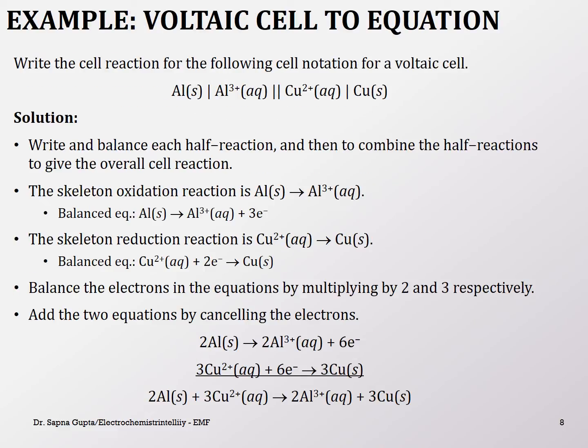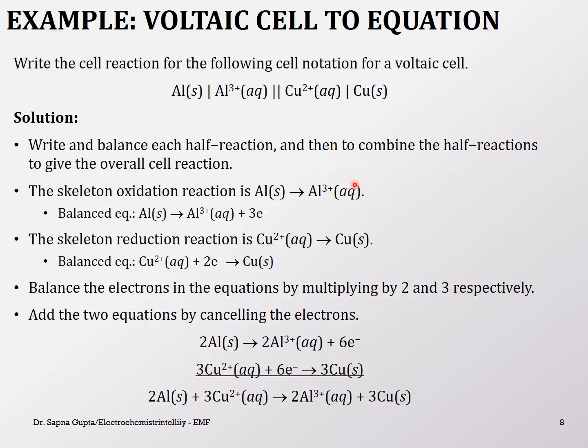Now let's work the other way. For example, if you were actually given a voltaic cell notation, then how would you write out the reactions that go along with it? Here is your cell equation, which is aluminum and then copper. So what we are going to have to write out is the half reactions for this and then the complete reaction that is going on.